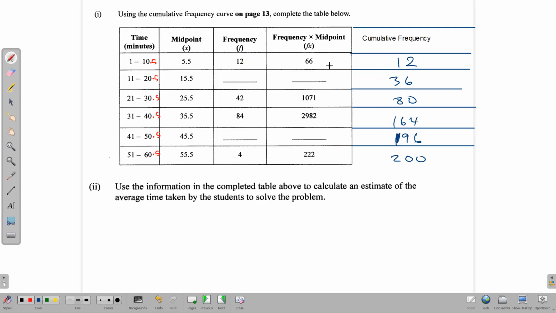And we would have started with the 12. 12 plus this number would give us this. So we can find what this number is by subtracting 36 minus 12, and that gives us 24. And when we get to this one, we would have said 196 minus 164. That gives us 32. And so we have filled in our frequencies. We have replaced the missing frequencies.